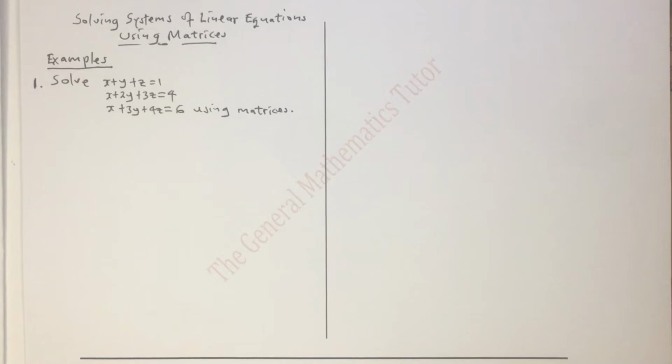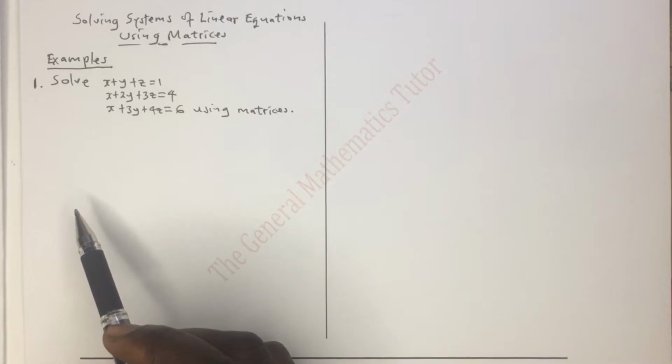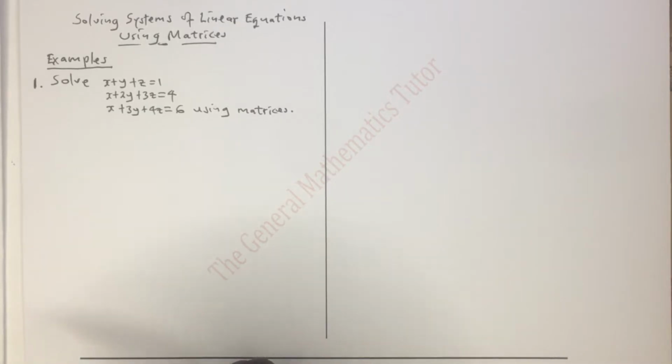In this video, we are going to learn how to solve systems of linear equations using matrices, and we're going to use examples. So, for example, let us have example 1. Solve x plus y plus z is equal to 1, x plus 2y plus 3z is equal to 4, and x plus 3y plus 4z is equal to 6 using matrices.